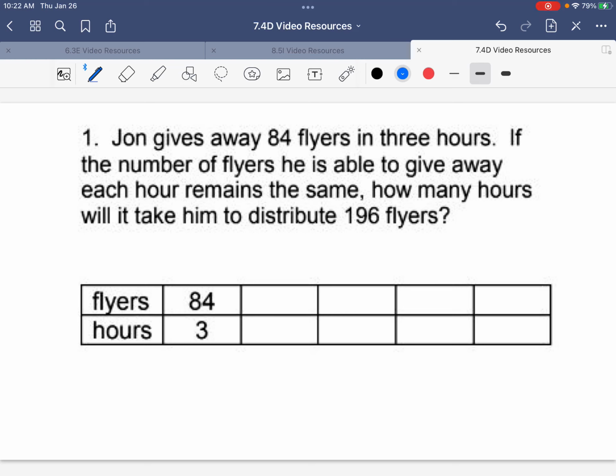Hey guys, today we're going to be looking at how to solve problems using proportional reasoning in a ratio table. So they give us the problem that John is giving away 84 flyers in 3 hours. That's pretty important because that's the rate at how fast he's passing the flyers out. And then they tell us that the number of flyers that he's able to give away every hour remains the same. So it has that constant rate of change. And we want to know how many hours it will take him to distribute 196 flyers.